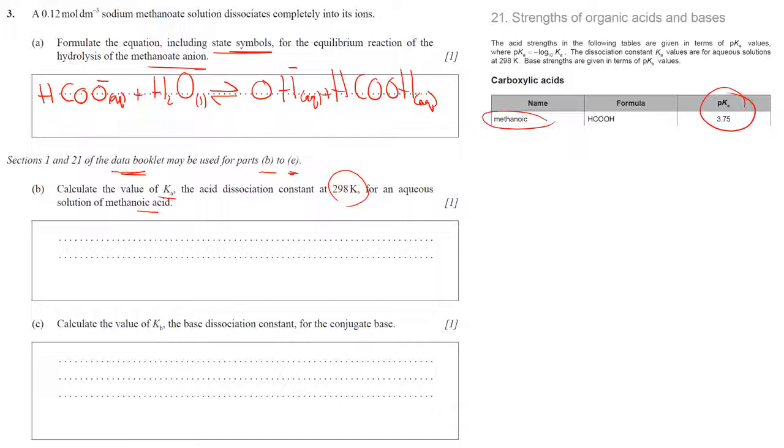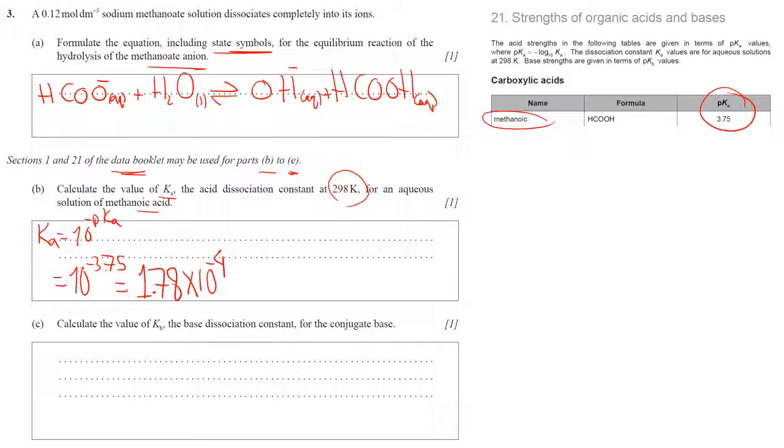We already know that Ka is equal to 10 to the power negative pKa. So it's equal to 10 to the power negative 3.75. Using the calculator, you can easily calculate it, which is equal to 1.78 multiplied by 10 to the power negative 4.